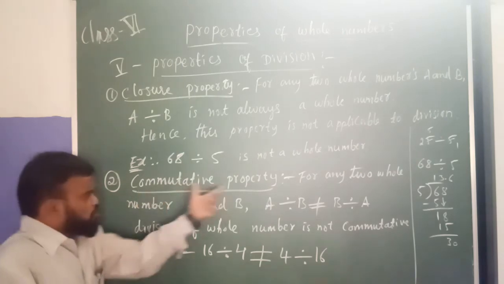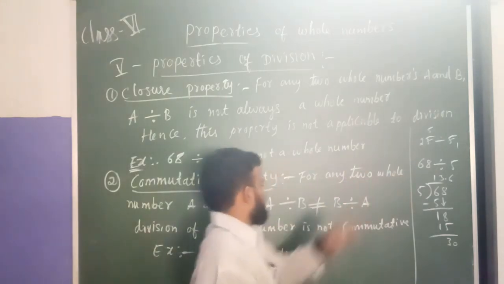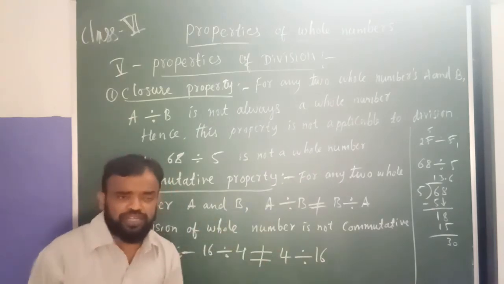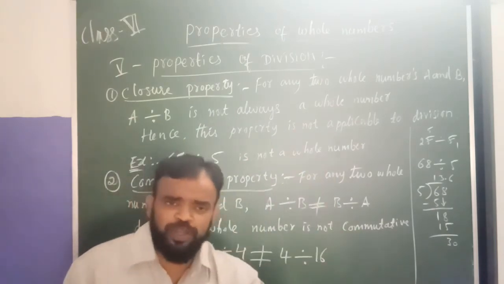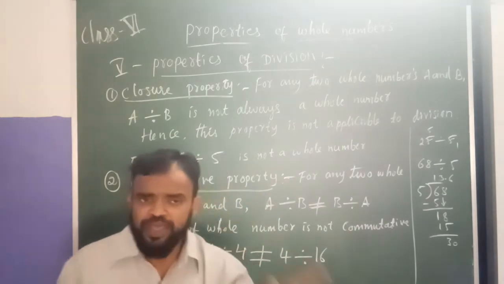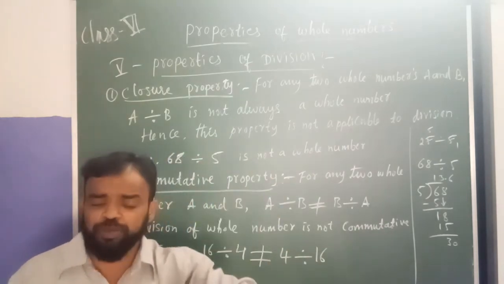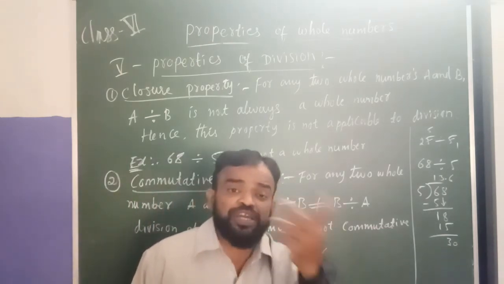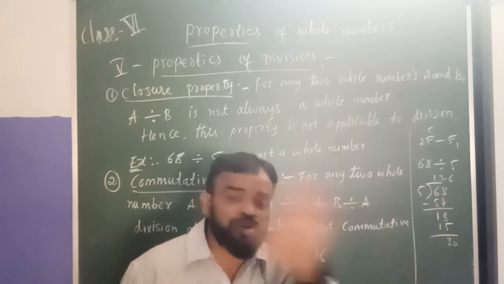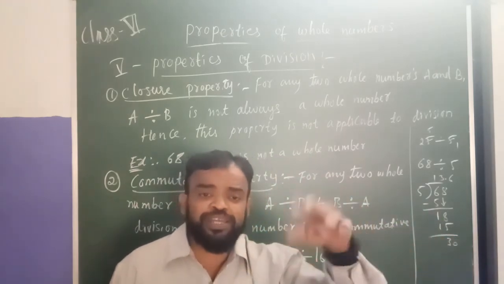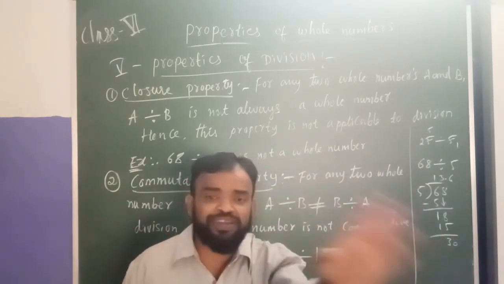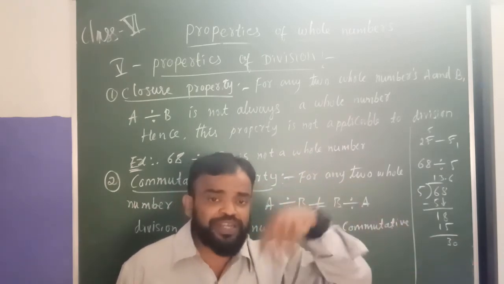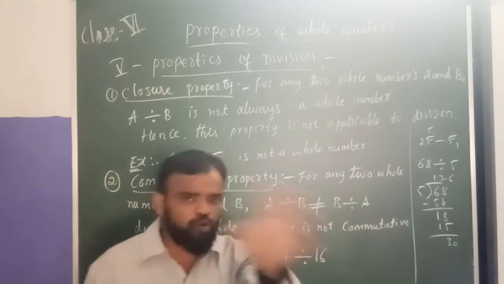Similarly, the second one, the commutative property. For any two whole numbers A and B, in addition, the commutative property says A plus B is equal to B plus A, right? Now the commutative property of subtraction: A minus B is not equal to B minus A, right? 4 minus 2 is not equal to 2 minus 4, because 2 minus 4 gives minus 2, and minus 2 is not a whole number, right?